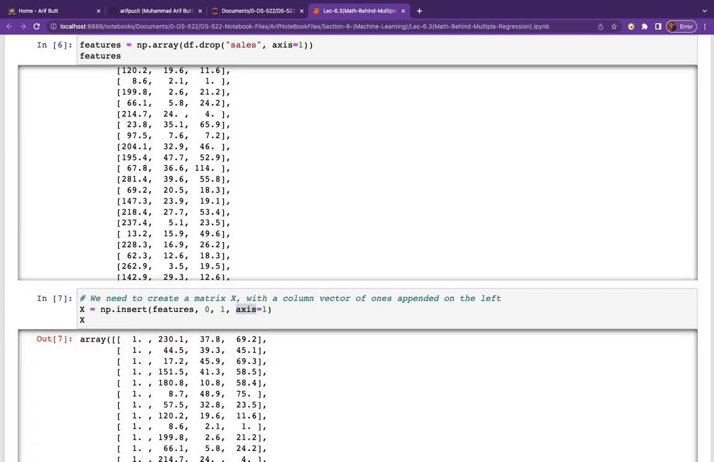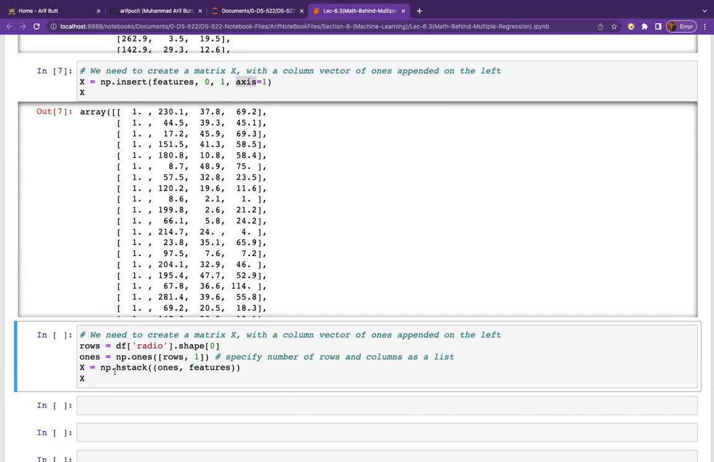Let me execute this. And you see we have our matrix X, having 200 rows and 4 columns. This is the exact X matrix we need. So we have m plus 1 by 200. M plus 1, M is 3. So this is 4 columns and 200 rows. Great. Remember, this M actually represents the number of features.